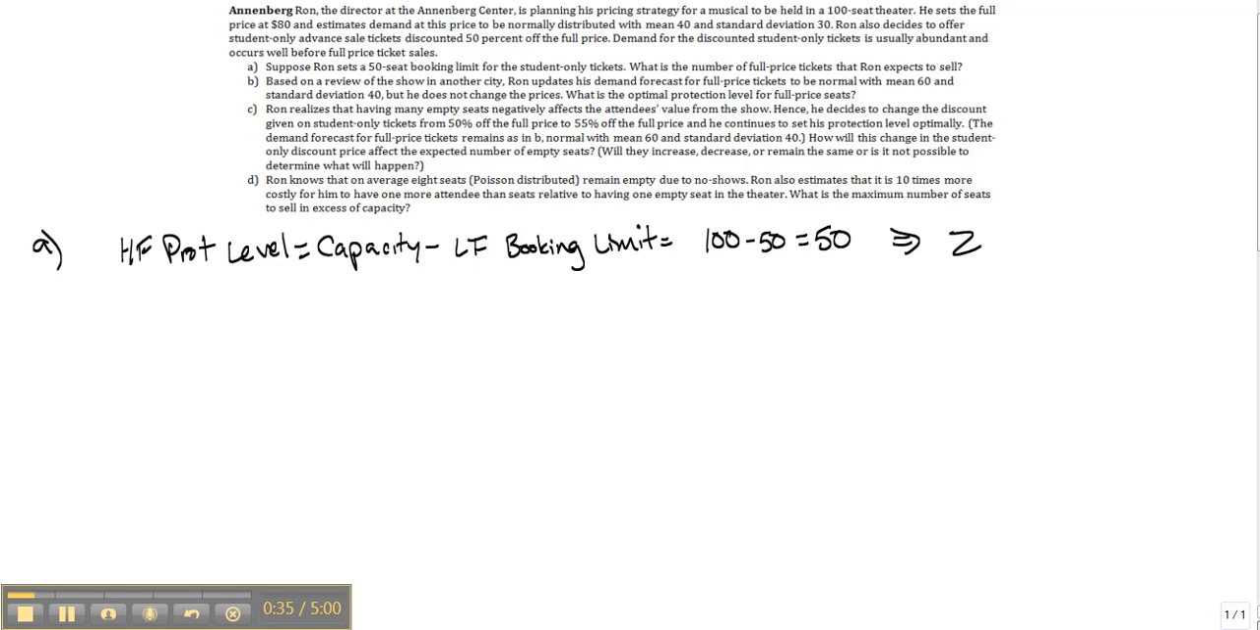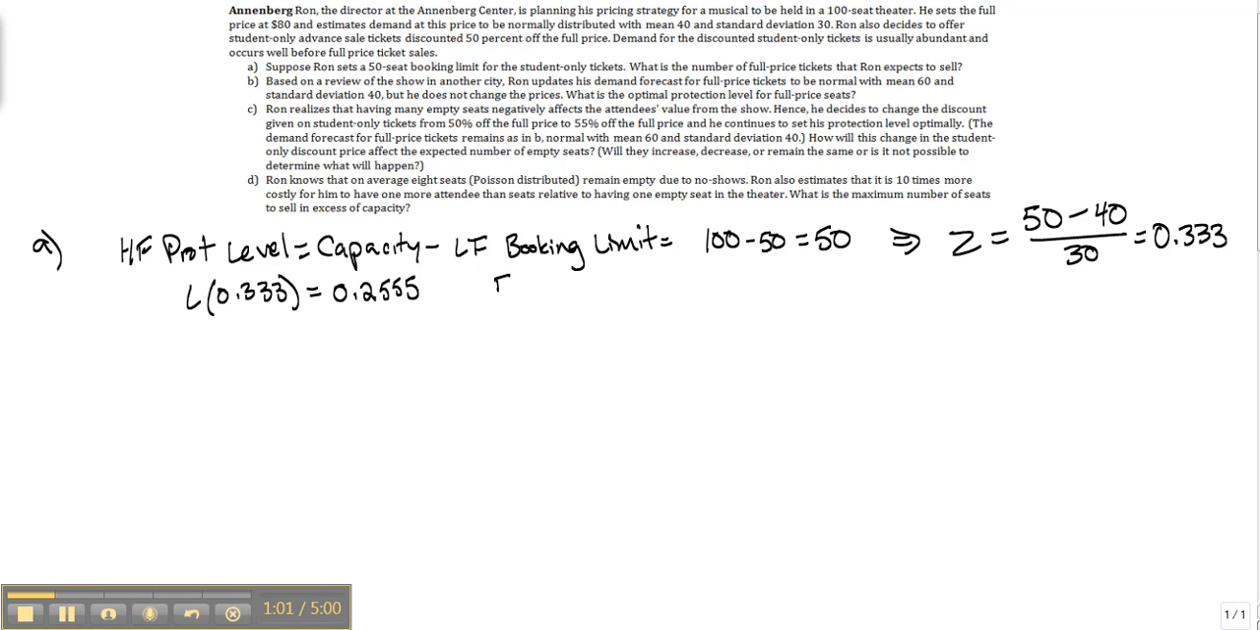We can then compute that into a z-value using the equation 50 minus the mean of 40, divided by the standard deviation of 30. We get a z-value equal to 0.333. Next, we can look this value up in the standard normal loss table, and we get a corresponding value equal to 0.2555.